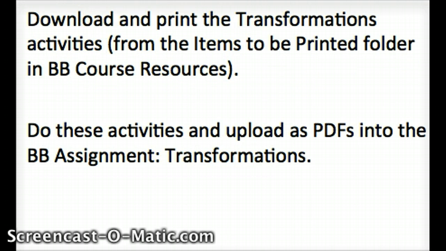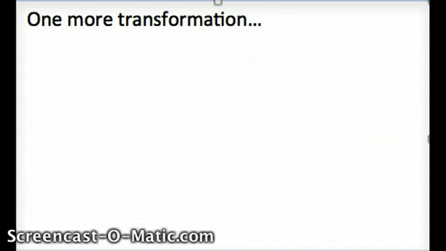Once you are happy with what you have put into the discussion forum, please go ahead and download the transformations activities from the Blackboard course resources. I would like you to do these activities and upload them as PDFs, please, into the assignment transformations. There will be a bonus activity to follow this particular slide. This will be a bonus to follow the other three activities from the course pack.